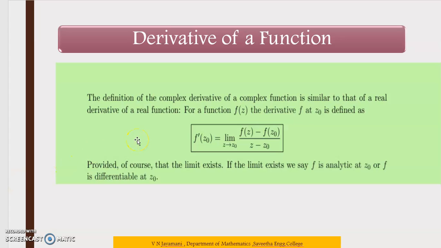Next we are going to see what is the derivative of a function. The definition of a complex derivative of a complex function is similar to that of a real derivative of a real function. For a function f of z, the derivative of f at z0 is defined as f dash of z0 is equal to limit z tends to z0 of f of z minus f of z0 by z minus z0, provided, of course, that the limit exists. If the limit exists, we say f is analytic at z0 or f is differentiable at z0.